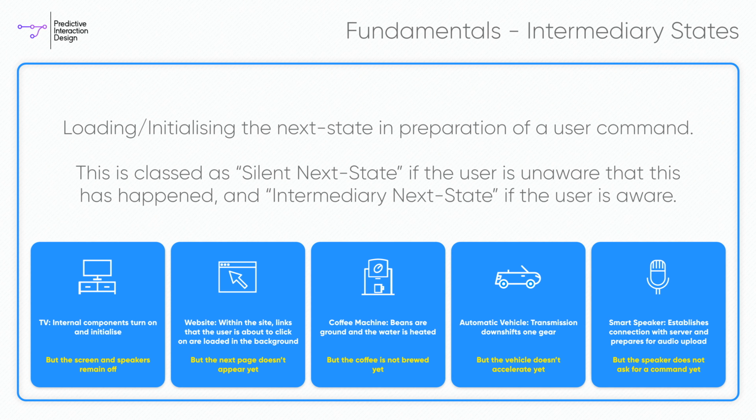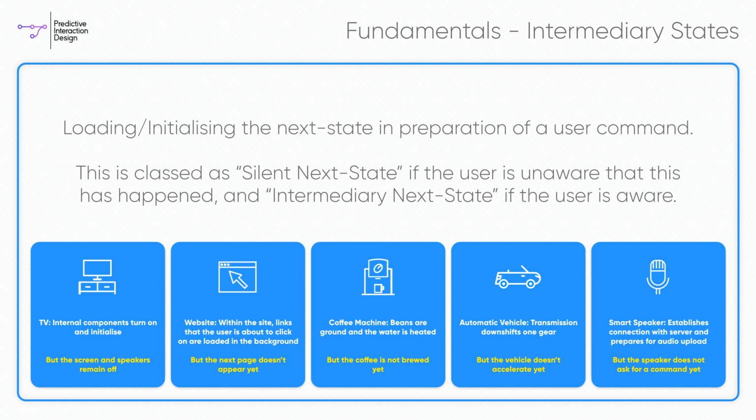Now, I've got some examples of some intermediary states here. What we'll do is we'll go through these examples together and we'll go through which ones are silent next state and which ones are intermediary next states, because there are some nuanced differences. But in all of these examples, the system does preload certain components and processes in anticipation of a user interaction. So let's go from left to right.